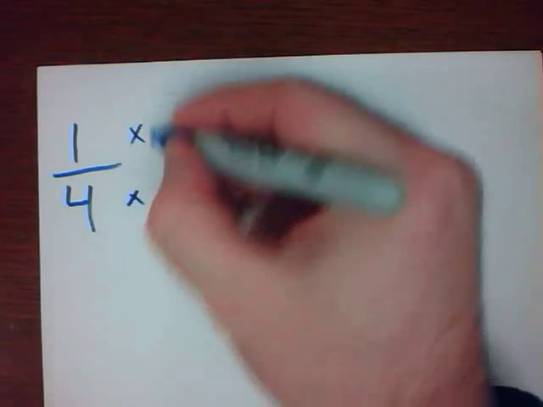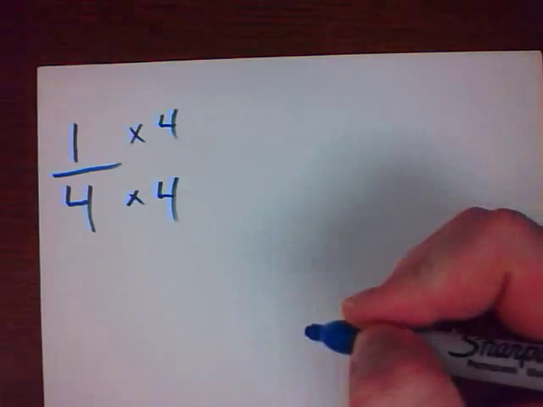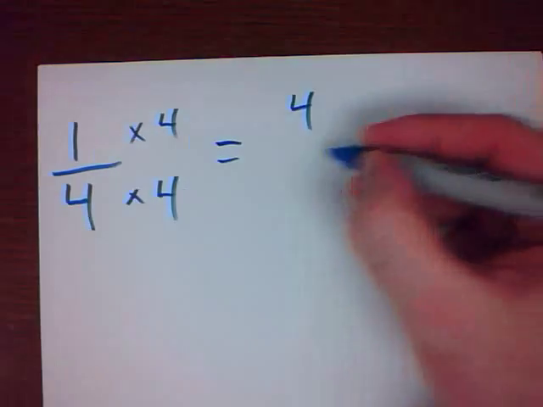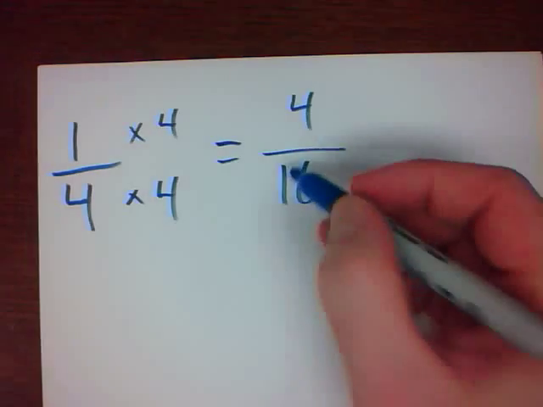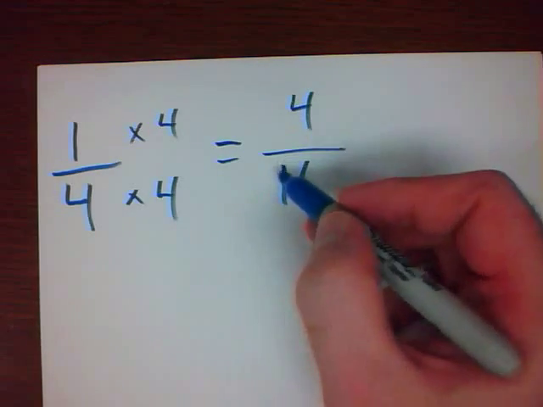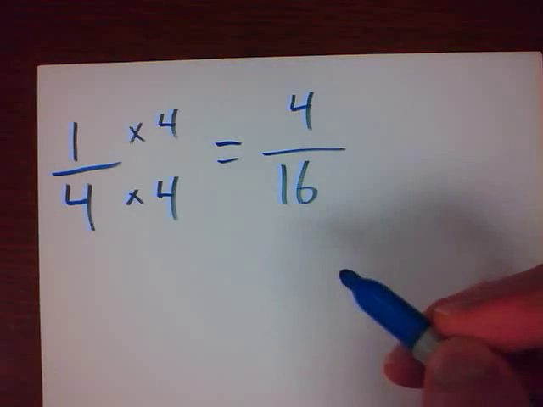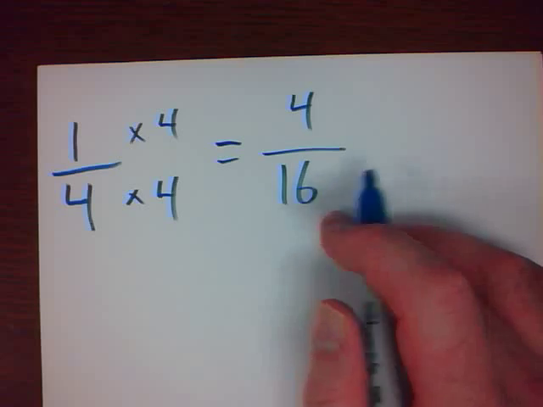Now, what if I'm given this kind of question and they want me to create an equivalent fraction, but they give me a specific number to work with, and they say something like this. Take 1/4 times it by 4. I'm going to create an equivalent fraction. 1 times 4 is 4. 4 times 4 is 16. 4 sixteenths is the same as 1/4. That's how you do that kind of thing.